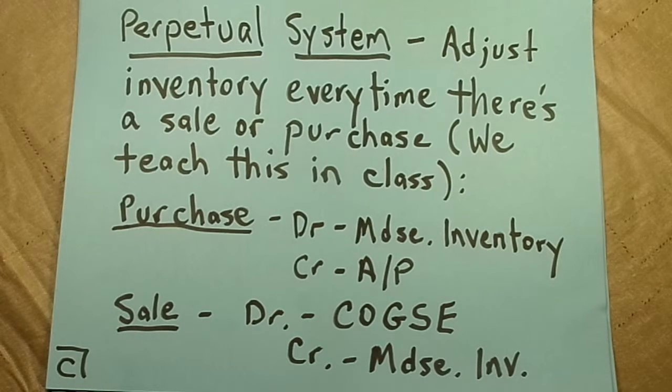The perpetual system, on the other hand, is a system that we're going to look at in class. And this system adjusts inventory every single time there's a sale or purchase. Here, this is what you're used to. When we buy something, we debit merchandise inventory and credit accounts payable. When we sell something, we debit cost of goods sold expense and credit merchandise inventory. But the question here is, what should we debit cost of goods sold expense for, and what should we credit merchandise inventory for?